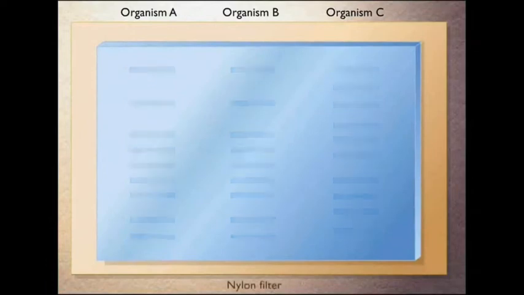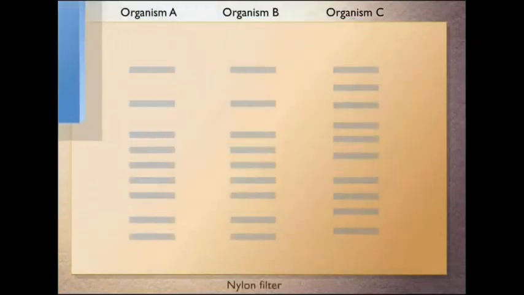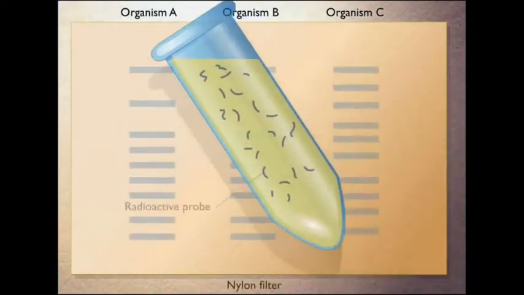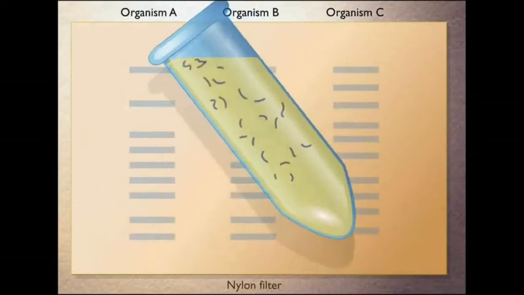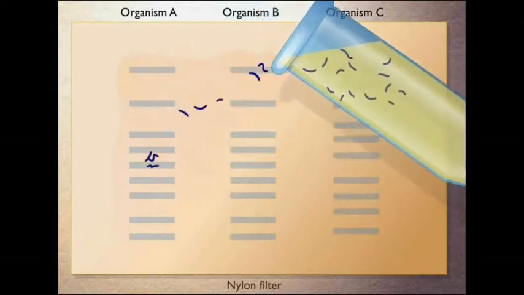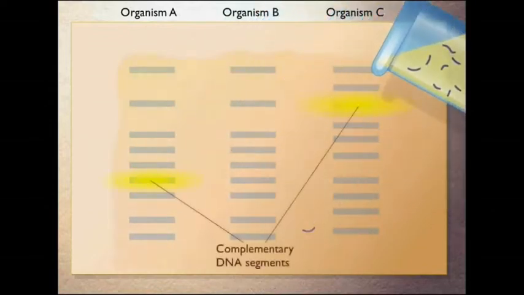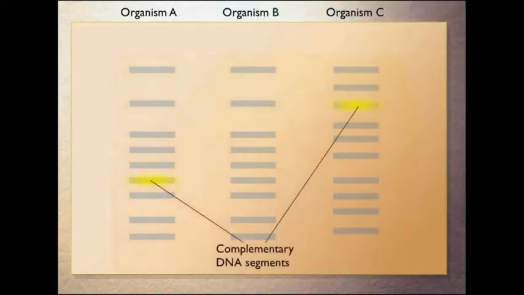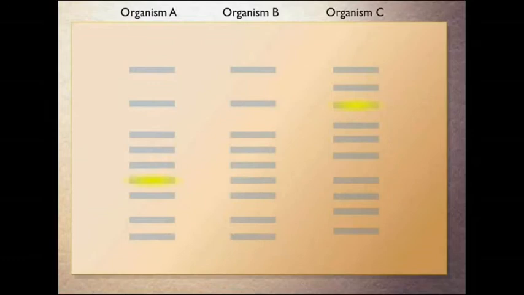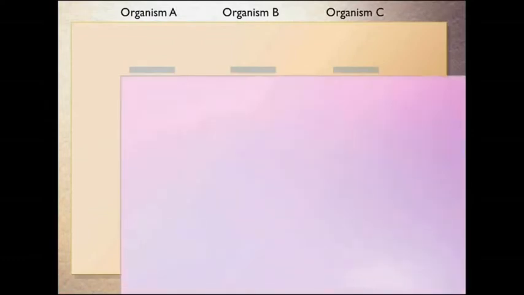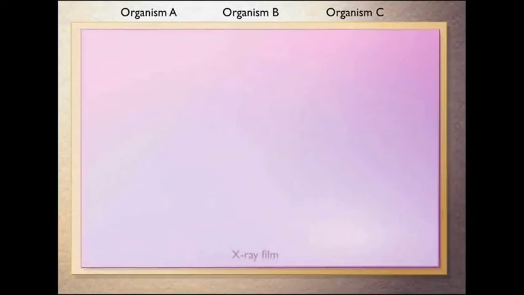DNA is then transferred from the fragile gel to the nylon membrane. Then the radioactively labeled probe is added. The probe binds to the complementary DNA segment. Note that the DNA segment being probed is not present in organism B. To detect the position of the radioactive probe, the nylon membrane is covered with X-ray film. The position of the probe becomes visible.